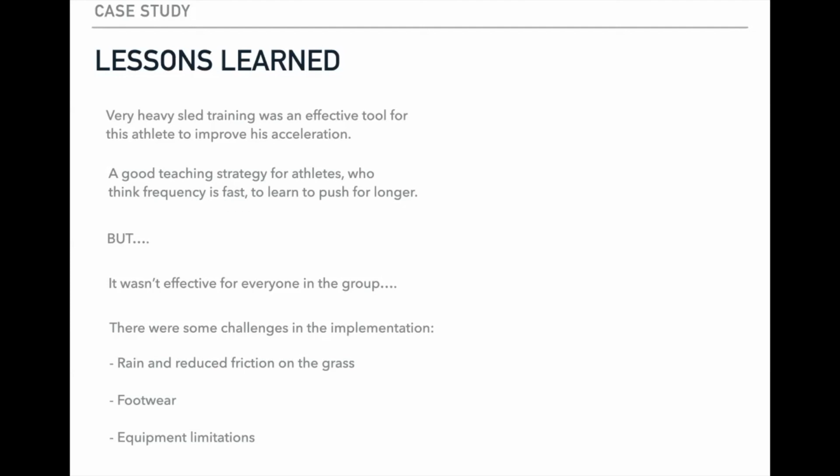And another thing I'd say is we were limited to 2 sleds. If you've got the budget or facilities already to have multiple sleds, it makes it much easier to work with this type of thing in a group setting.